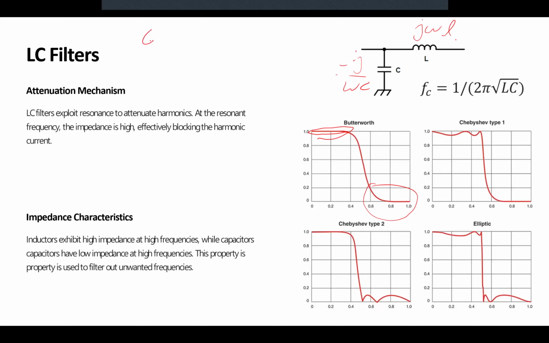At low frequency, Z of L is low, but Z of C is high, because impedance of L has a direct relation with frequency, and impedance of C has a reverse relation with frequency. If we have low frequency, C shows high impedance, L shows relatively low impedance. So it's basically channeling the high frequencies and then grounding them, right?